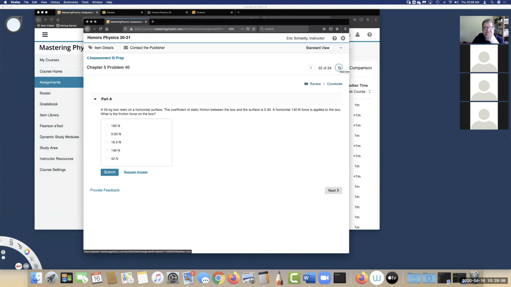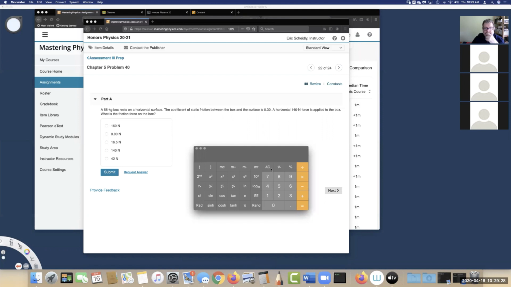A 55 kilogram box rests on a horizontal surface. The coefficient of static friction between the box and the surface is 0.3. A horizontal 140 Newton force is applied to the box. What is the friction force on the box? It's the same deal because I'm going to do 0.3 times 55 times 9.8, and I'm going to get 161.